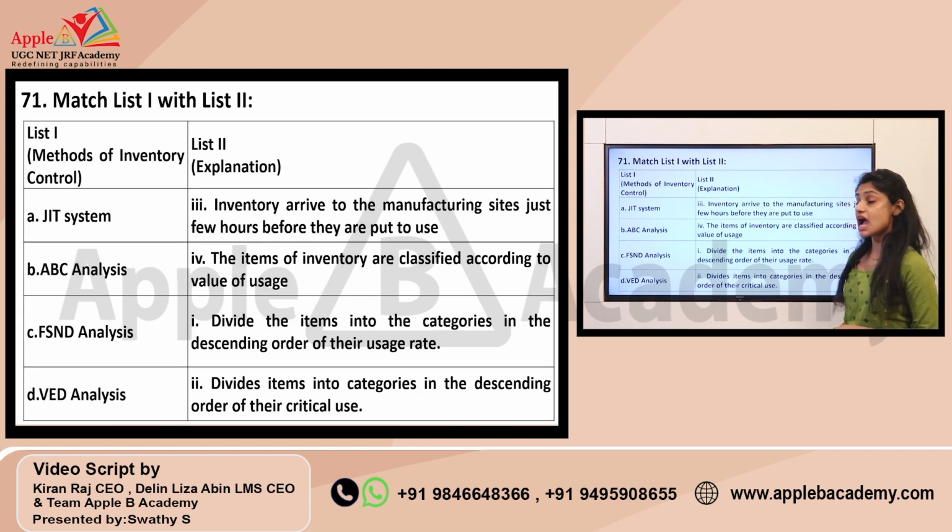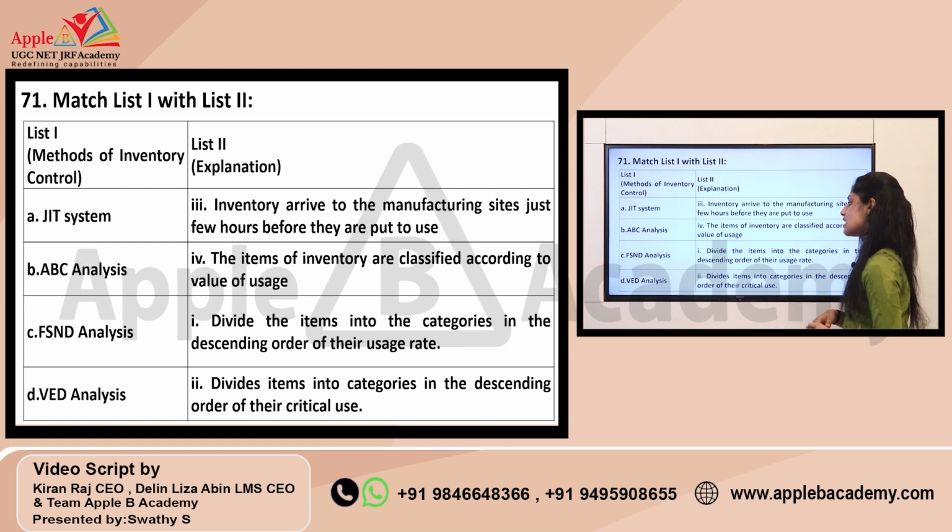So A, that is JIT system, you can connect it with inventory arriving at the manufacturing site just a few hours before they produce, just in time. So whenever you want to make a production, at that time the material is going to arrive. So A3. B, ABC analysis: the items of inventory are classified according to value of usage. So we are classifying the materials based on its value, A, B, C, like that.